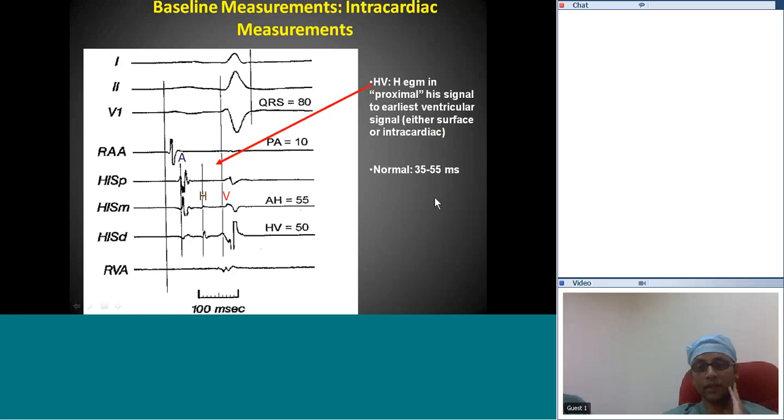The next thing which we measure is the HV. This is the distal His conduction from the His to the Purkinje fibers, your ventricular electrogram. That gives you conduction between the His bundle and into the bundle branches and into the Purkinje fibers. So the earliest activation is what you see. The normal value here is 35 to 55 milliseconds. It's a quick activation once it goes to the His.